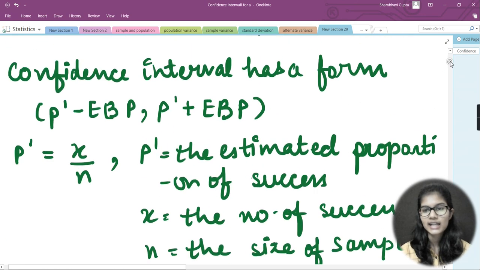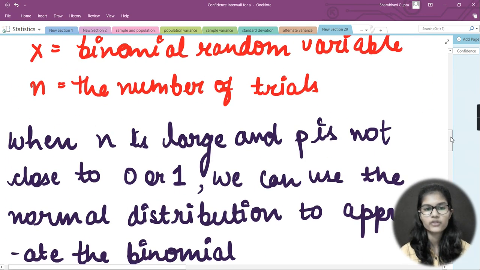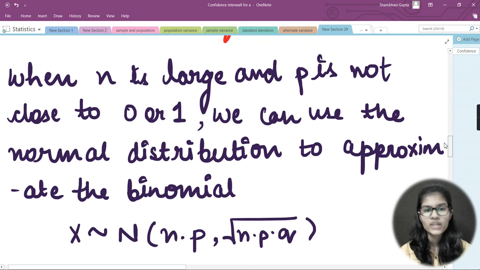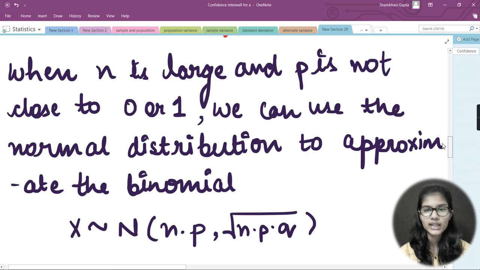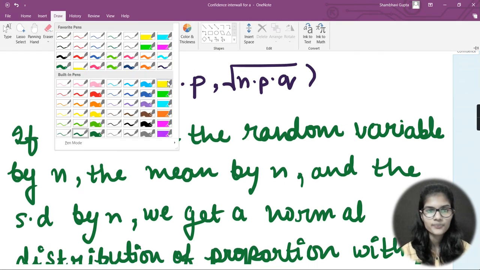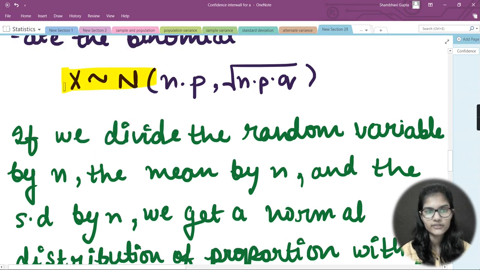So these are some conditions and some formulas. Let me put the things once again here in a brief way. If we have a large value for n and p is not close to 0 or 1, then we can use a normal distribution to approximate the binomial, and the formula for that is mentioned here. Let me quickly take a highlighter so that I can highlight the main formulas, because I have mentioned too many formulas here. So this one is the main one.